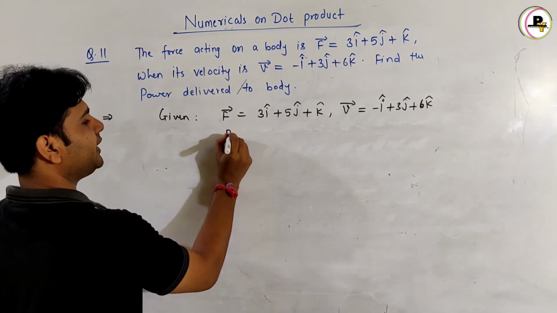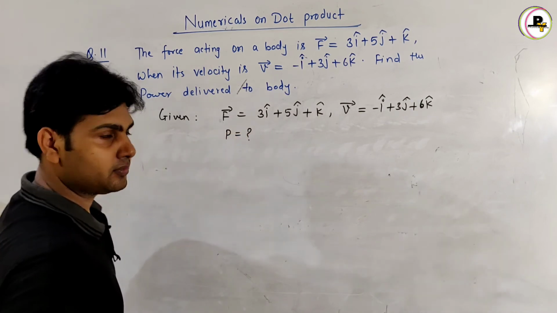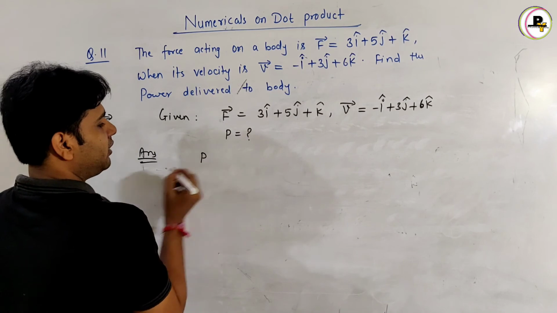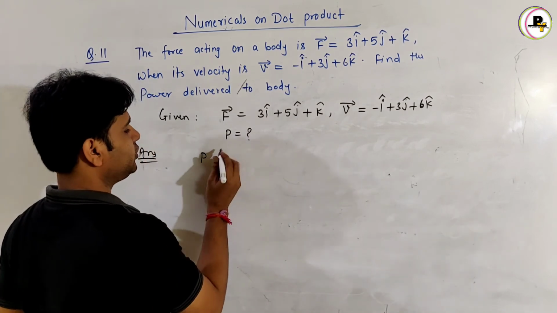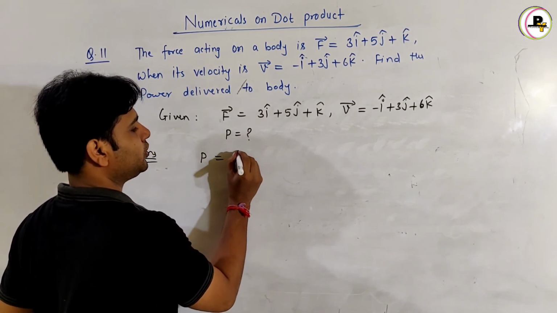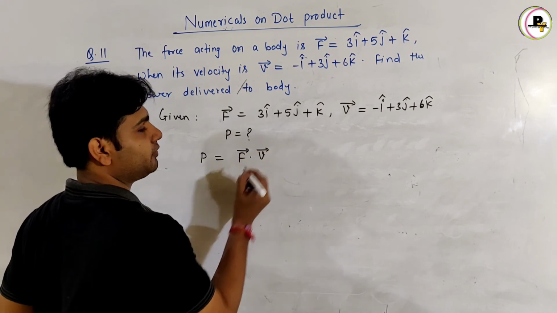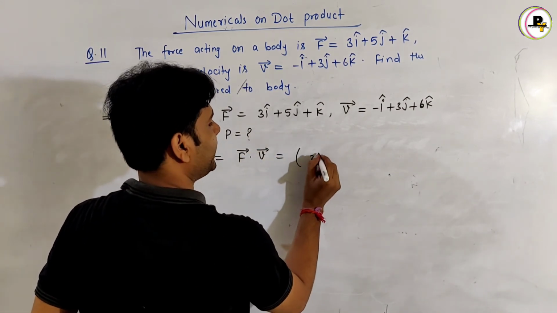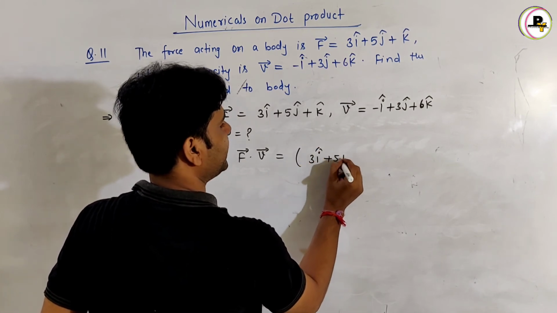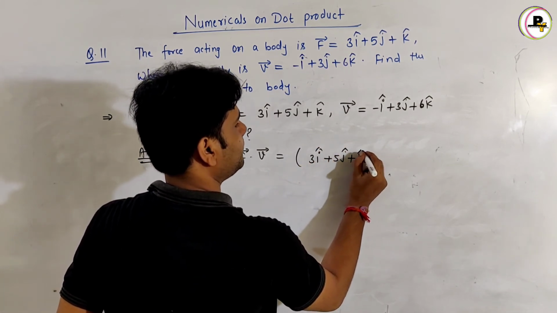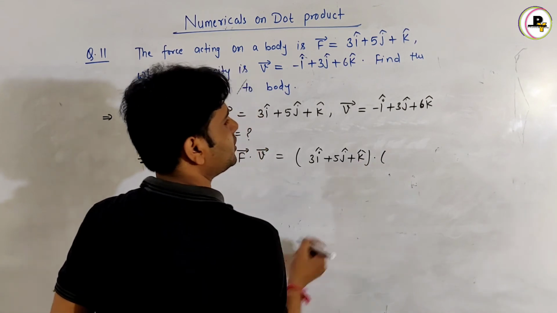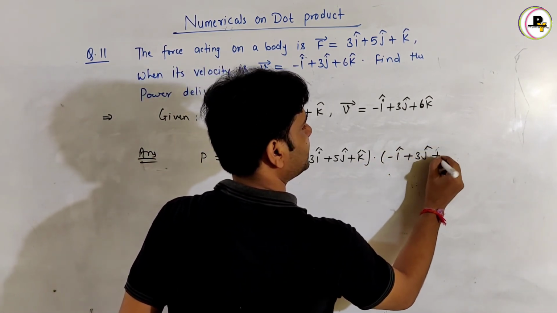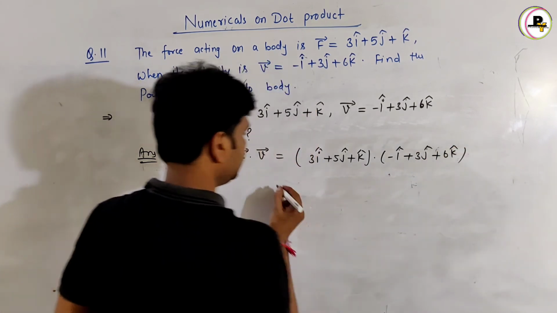What do I need to find? I need to find the power. As I know, power delivered by a force to a body is equal to the dot product of force vector and velocity vector. Therefore this value is equal to 3 i cap plus 5 j cap plus k cap, with the dot product of minus i cap plus 3 j cap plus 6 k cap, and this value is equal to what?